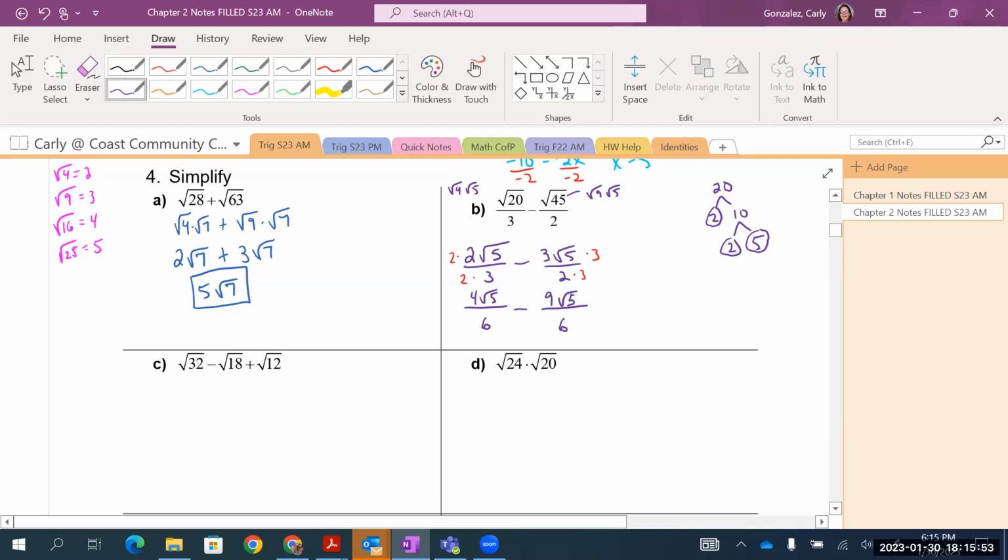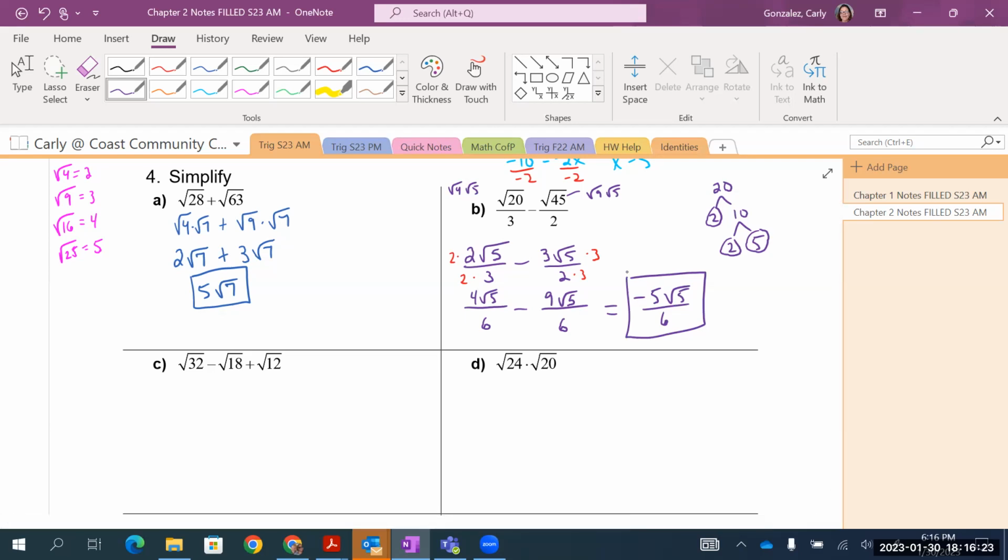And now we can add, or in this case, subtract those. We have 4 rad 5 over 6 minus 9 rad 5 over 6. So we could subtract what is 4 minus 9. We get negative 5, and the rad 5 stays the same, and the denominator stays the same. So our final answer is negative 5 rad 5 all over 6.